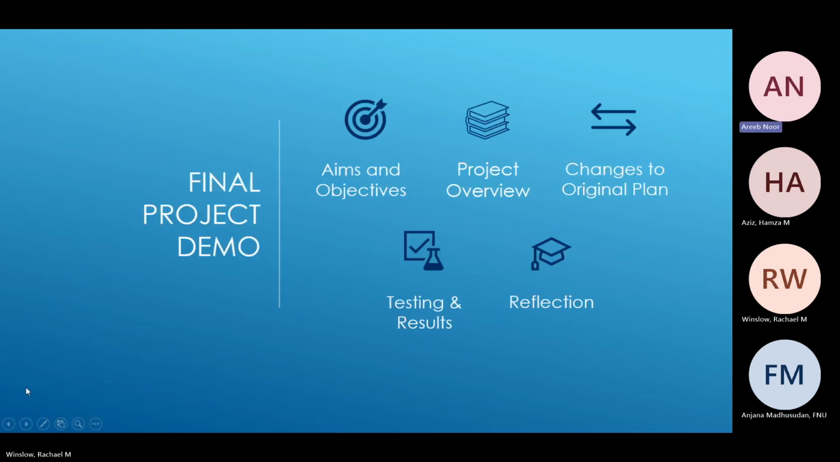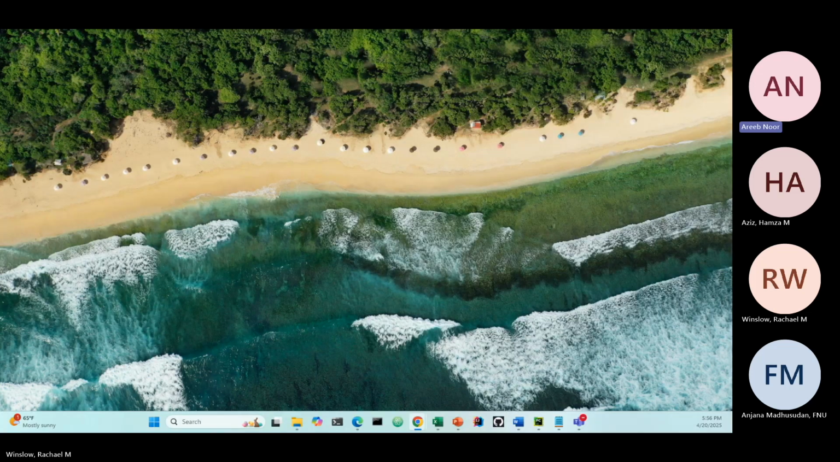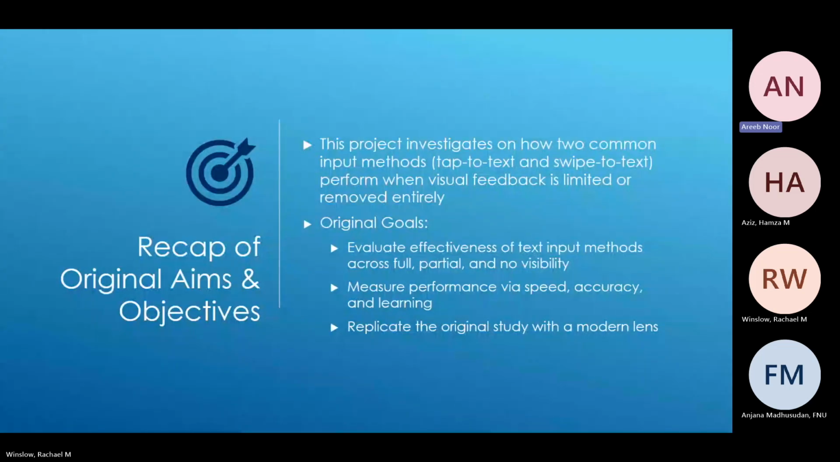Let's begin by revisiting the original aims of our project. This study explored how two common input methods, tap to text and swipe to text, perform in scenarios where visual feedback is limited or completely removed. Our key objectives were evaluating how effectively each method works under three visibility conditions: full visibility, partial visibility, and no visibility at all, and determining if one method is better than the other for everyday multitasking situations. We also wanted to assess performance based off typing speed, error rate, learnability, and ease of use to see how users adapted to each method.